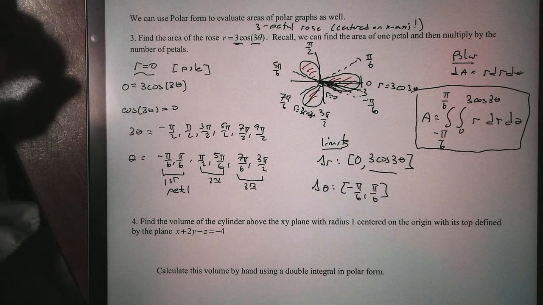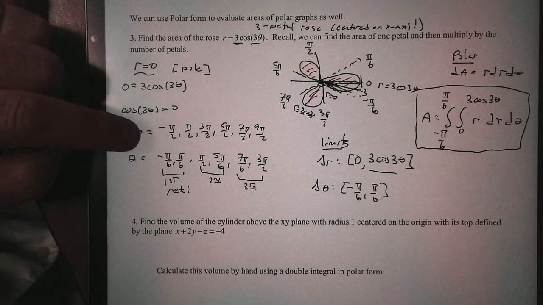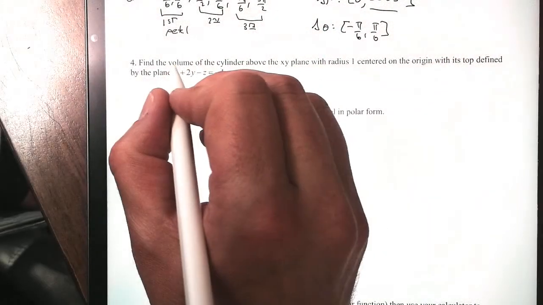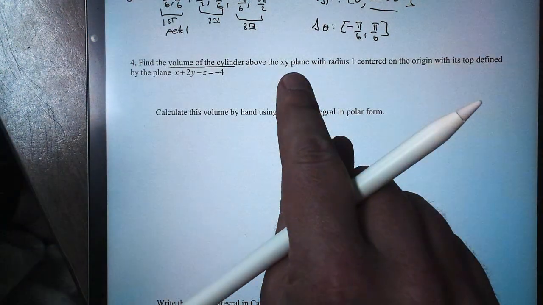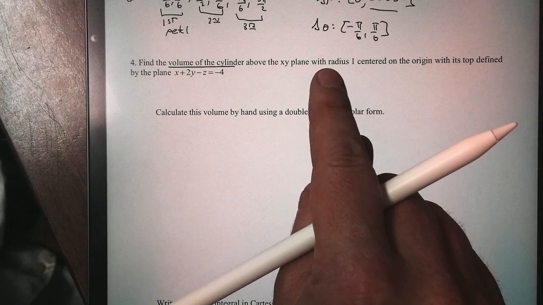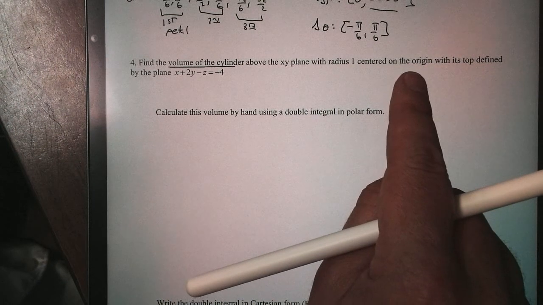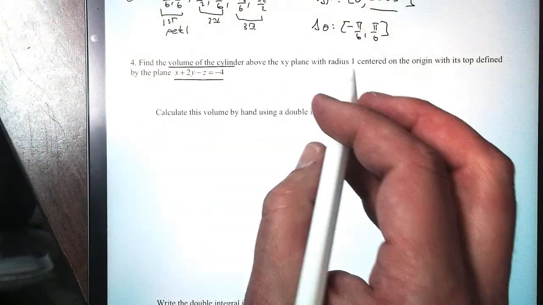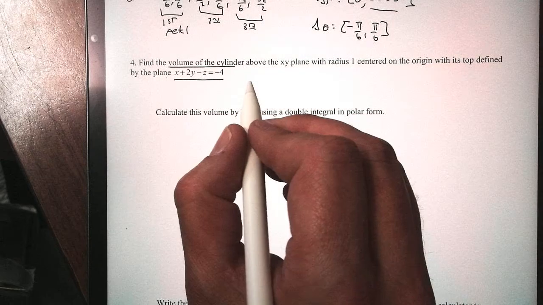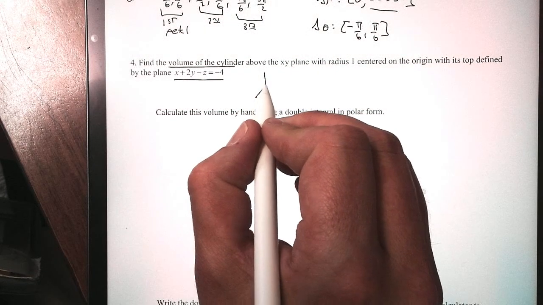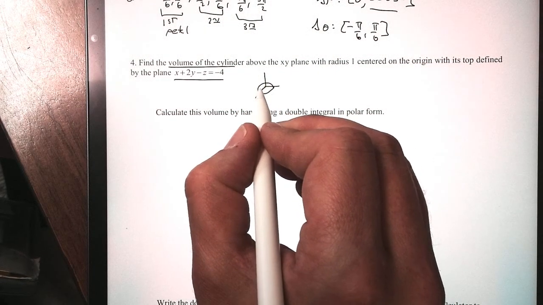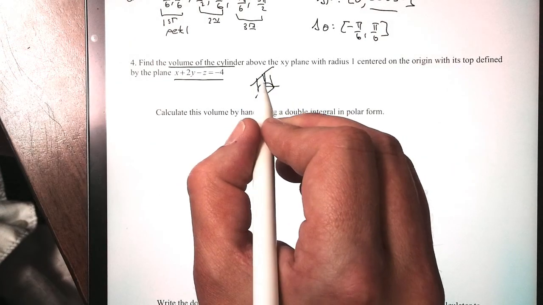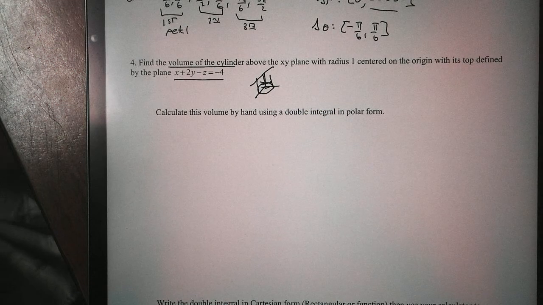And that's how we got this 3 cosine 3 theta right there. Okay, so let's take a look at number 4 here. We want to find the volume of a cylinder above the xy plane with a radius of 1 centered at the origin, but the top is defined by this plane right here. So we have a circular base going up until it intersects this plane, and we want to find the volume within there.